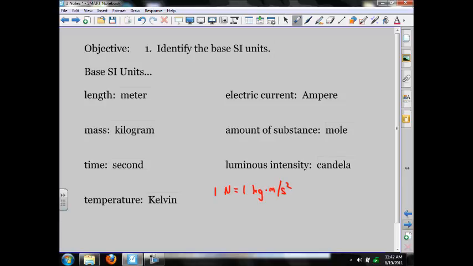Ampere is capital A. Mole is lowercase mol. And candela is lowercase cd. Candela, we may mention, but we won't really do much for the rest of it. We'll do other stuff with light.